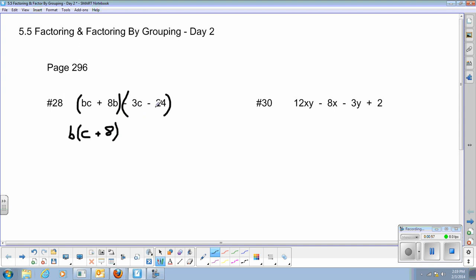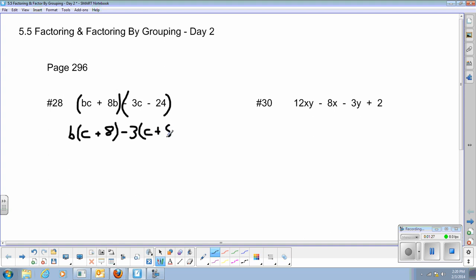Now as I look at the next set of terms, I have a negative 3C minus 24. My goal is to get a C plus 8 there. Both of these are negative. That means I have to pull out a negative factor. So here I will take out a factor of negative 3, and I will write negative 3 out here, and I will put a parenthesis. So negative 3C divided by negative 3 leaves me a positive C, which is what I have over here. And then if I take negative 24 divided by negative 3, that leaves me a plus 8.